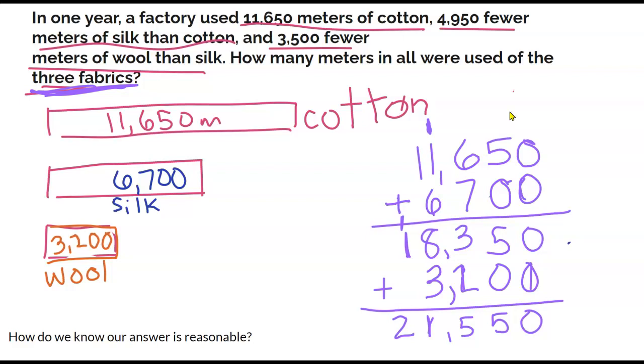So in all, they used 21,550 meters of fabric. So I'm going to go ahead and put that down as a sentence. So in all, they used 21,550 meters of fabric. Okay, so take a look at this question at the bottom. How do we know our answer is reasonable? So go ahead and talk about this in your groups, and let me know how we know if this is reasonable or not.